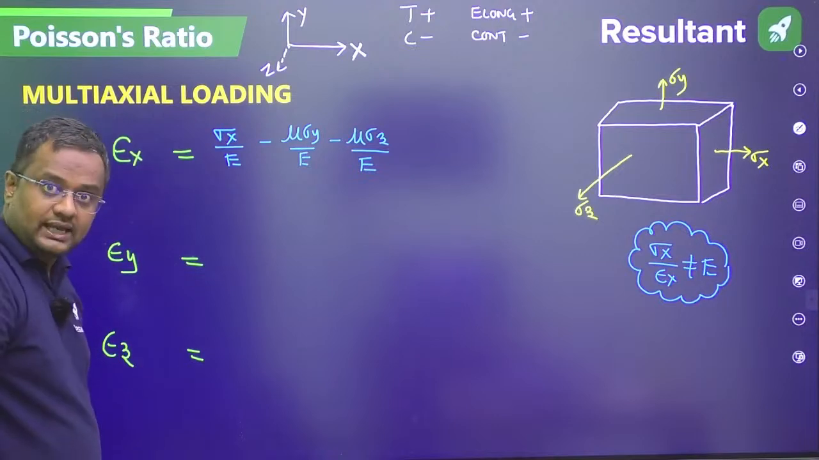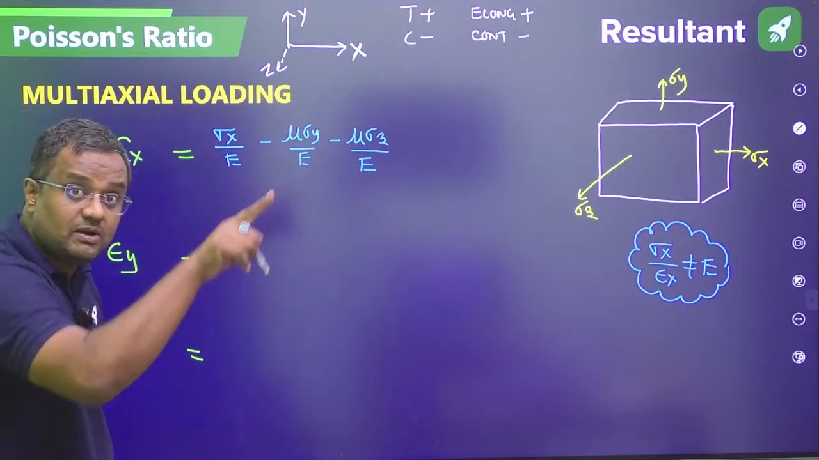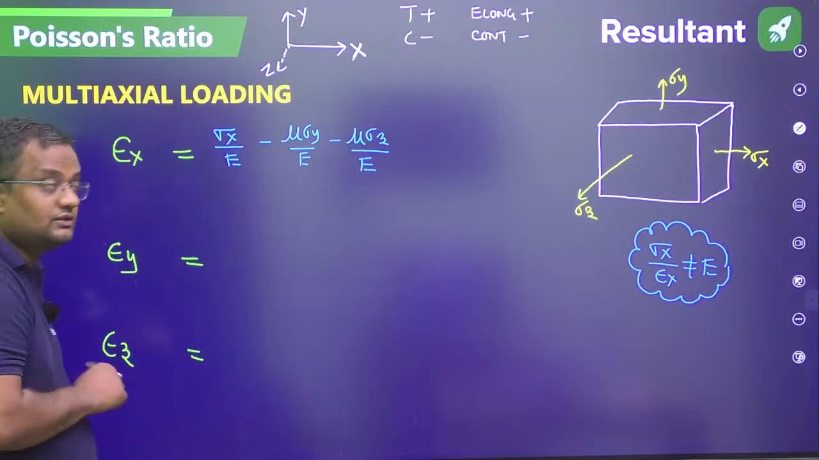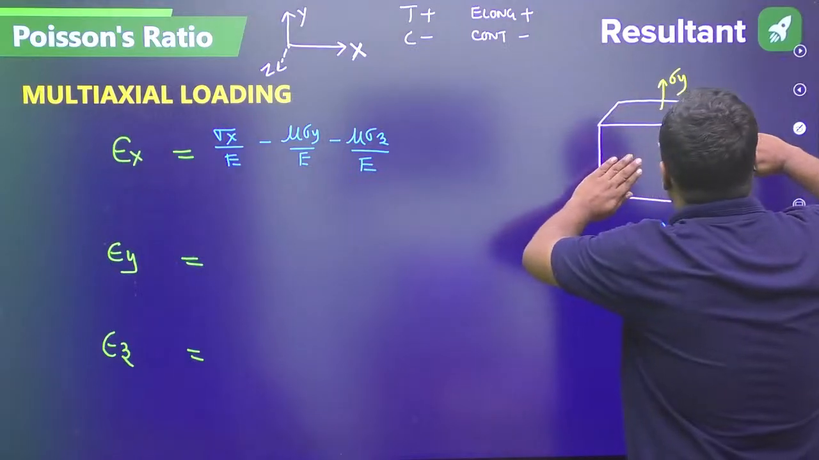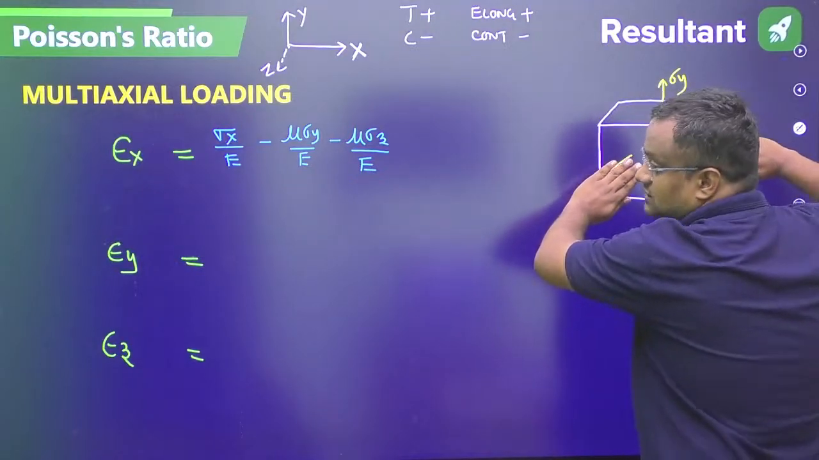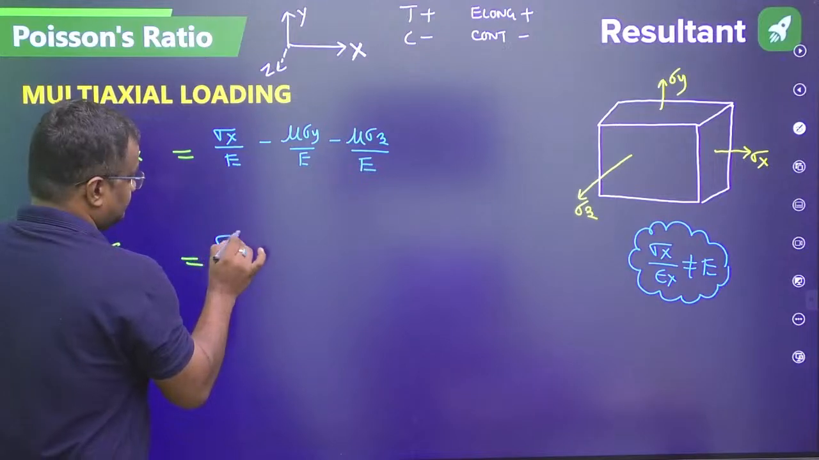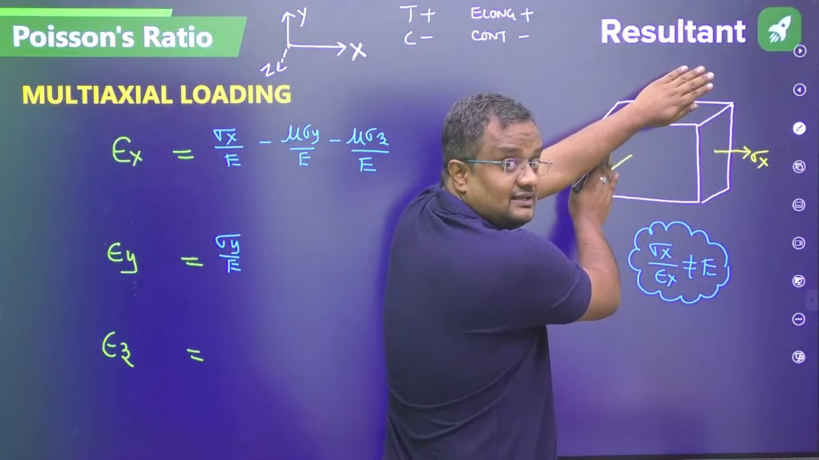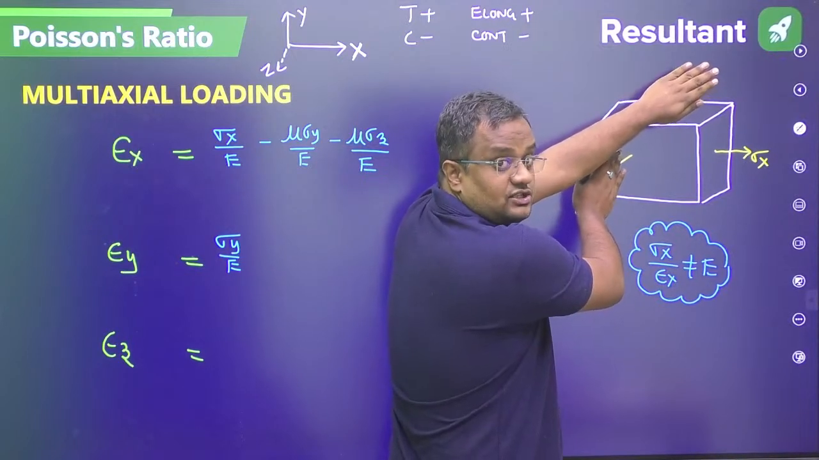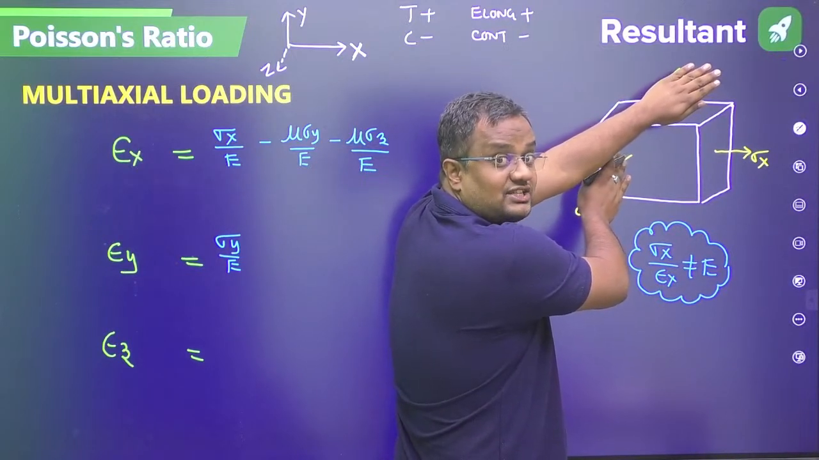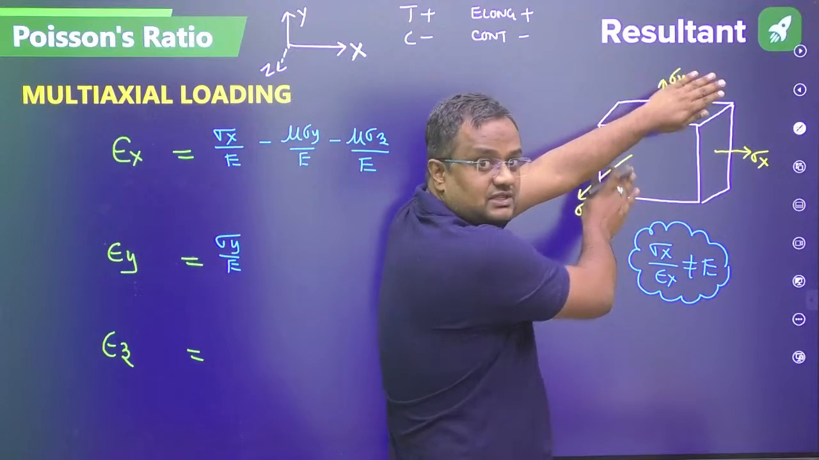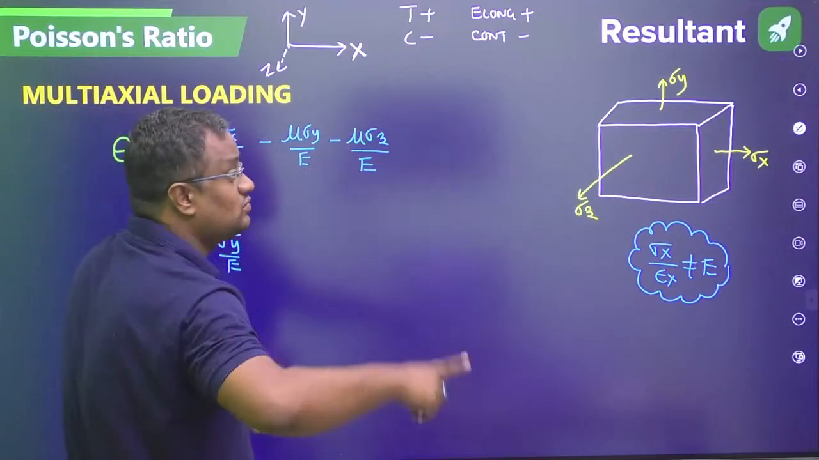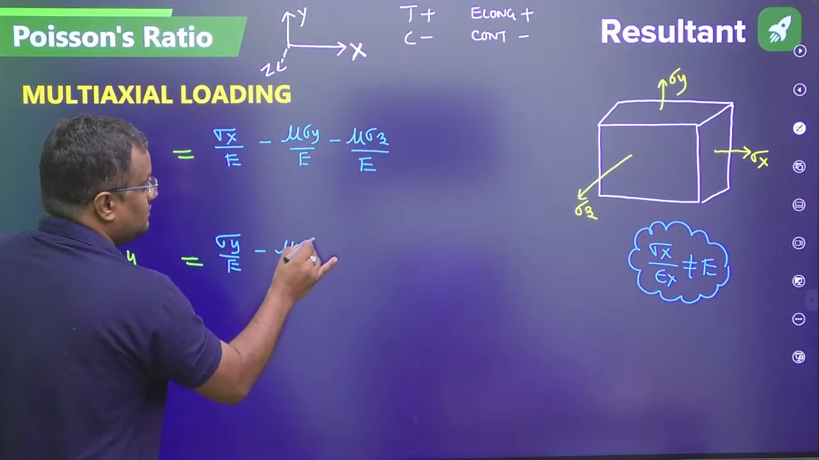Due to sigma y, what is the strain in y direction? Delete these two. Only one direction stress, so strain is equal to stress by Young's modulus. Now delete these two. Due to sigma x, strain in x direction is sigma x by E. But in y direction it is the Poisson effect, mu times. So due to sigma x, in y direction it will be minus mu sigma x by E.